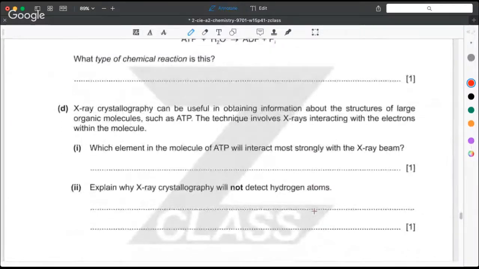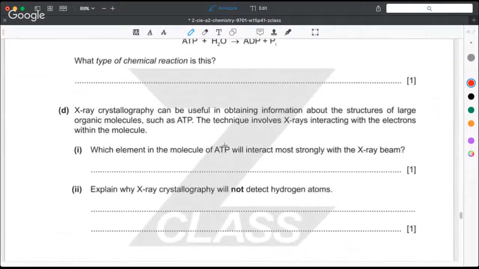Now you just come down here to, there's a little bit of a question about X-ray crystallography. And when you do X-ray crystallography, what you end up with is a kind of picture, which is called an electron density map. And if you see an electron density map, it's a bit like seeing hot spots for where the electron density is most dense, right?